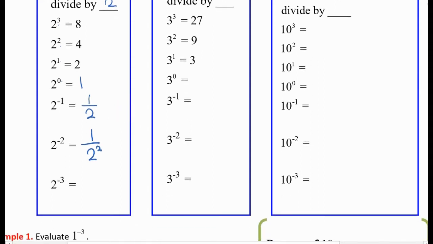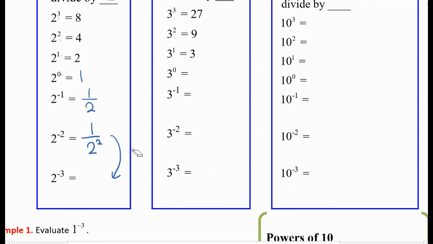Same thing. So let's divide this number by 2 again. So when you divide a fraction by a number, you change it to 2 over 1, and change it to multiplication and flip the number. And it becomes 1 over 2 cubed.